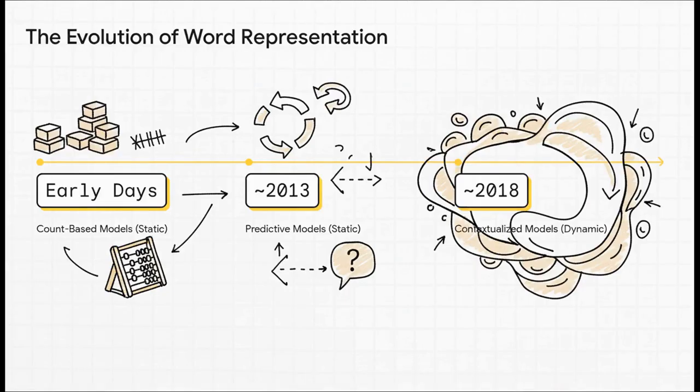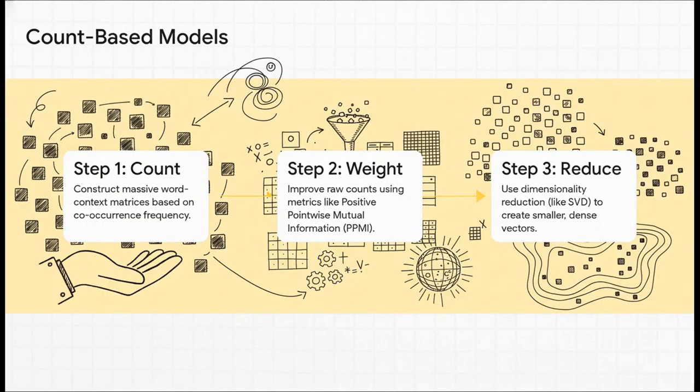First, we started by just counting words. Then we got smarter and learned to predict them. And finally, we figured out how to adapt to context. So let's start at the beginning with stage 1, the count-based models. Yeah, these early models were basically statistical brutes. I mean, they would just churn through billions of sentences, counting every single time one word appeared next to another. Then, they'd use some pretty clever math to crunch all that data down into what you could call a semantic map. A map where words with similar meanings were physically plotted closer together.